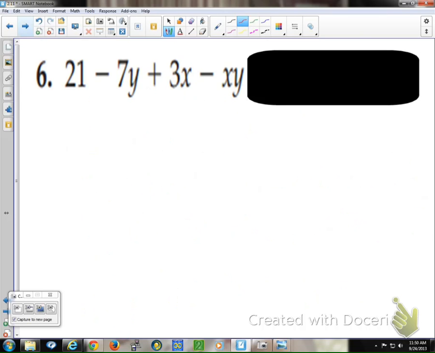So, here's how you factor by grouping. You're going to pair up the first 2, and you're going to pair up the second 2.